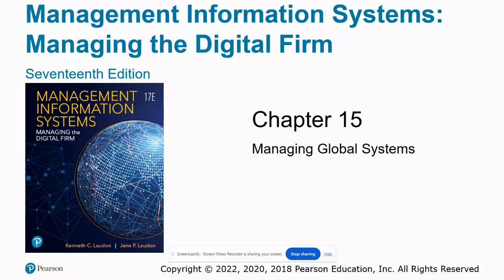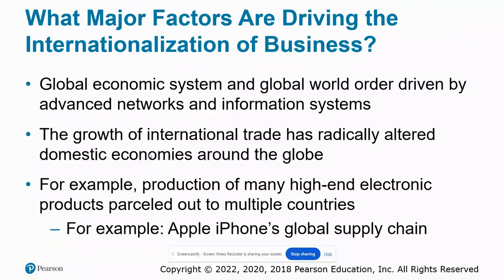And chapter 15 focuses on managing global systems. Here we emphasize the role of advanced networks and information systems in enabling the growth of global economic systems and global world order. Why do you think networks and IT advances make globalization more feasible?